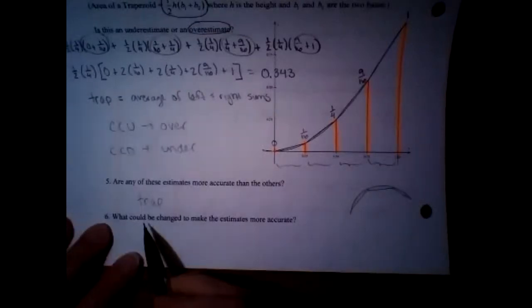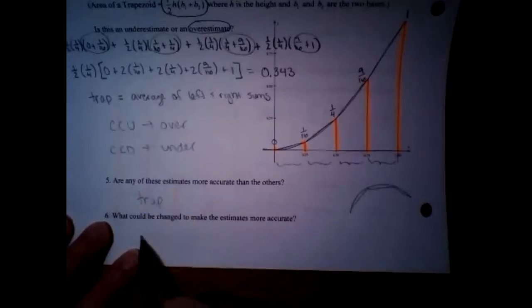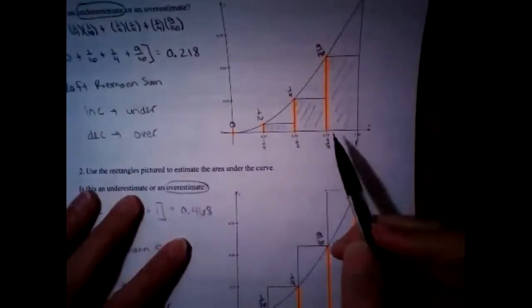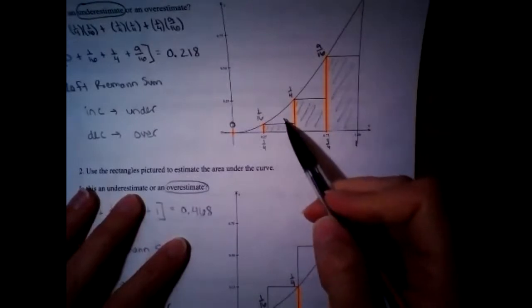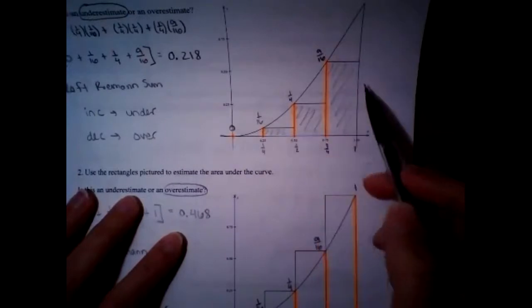But what could we do? Yeah, exactly. It might be more accurate, but it's harder to prove it. So I kind of go with trapezoidal. But what could we do to make the estimates more accurate? Like say I wanted to do a left sum, but I wanted this to be better. Like I didn't want to have as much blank space. What could I do to make the estimate better?